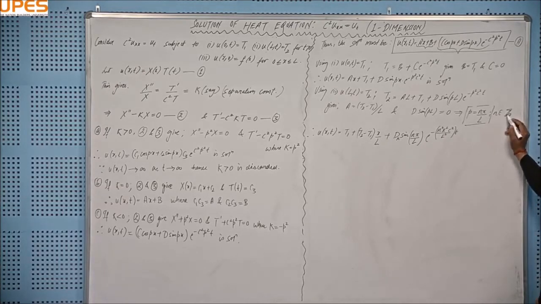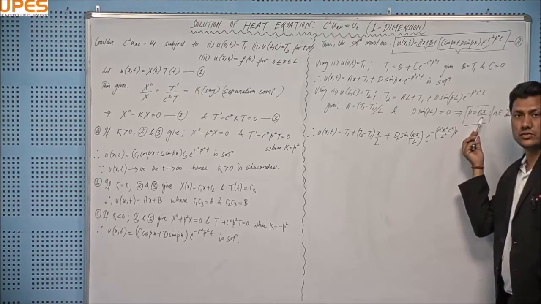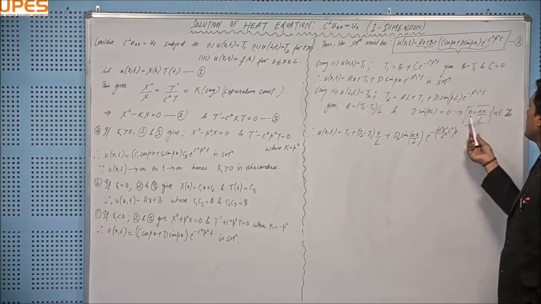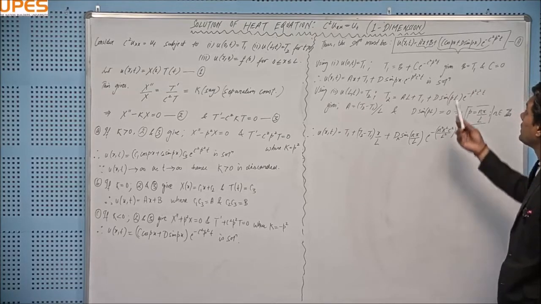If I take n is equal to 0, then this will produce p equal to 0, definitely. And see that if p is equal to 0, then where is that p?